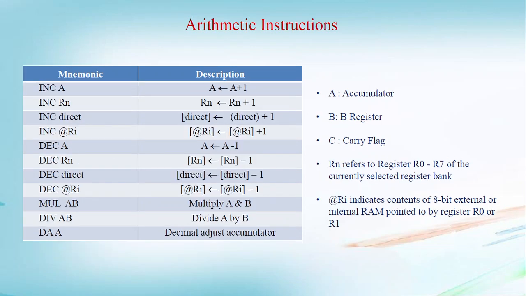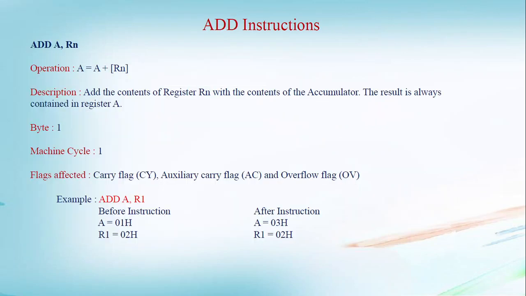In continuation with the add and subtract instructions, increment, decrement, multiply and division instructions are given here. Now let us see these instructions in detail. First instruction, ADD A, Rn, means add the contents of register Rn with the contents of the accumulator. The result is always contained in the register A.